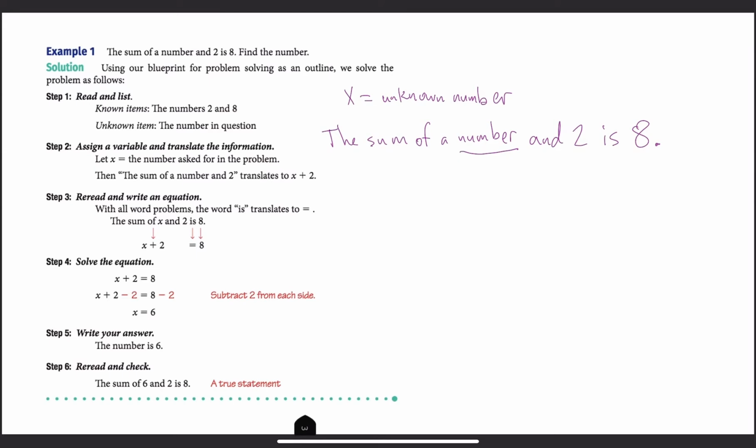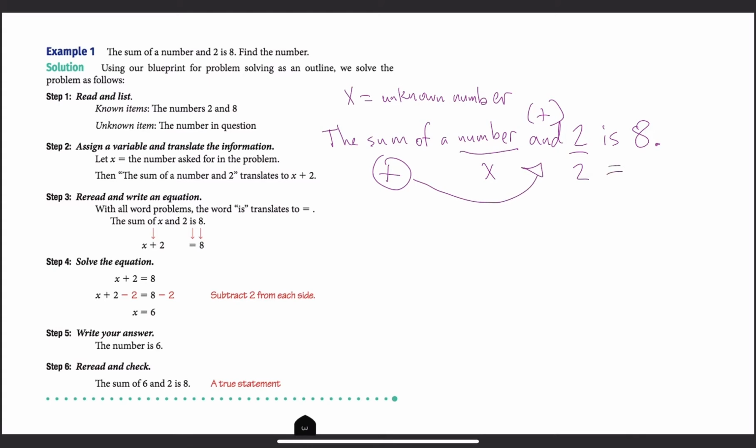So let's go ahead and translate. We know that sum means addition. We know that of a number, and, so the and tells us where the plus is actually going to go. So the plus actually goes here between one number and another. So 2 is 2, right? That's not going to change. The number, that's what we're going to use for x. And the and, remember, tells us where the plus for the sum actually goes.